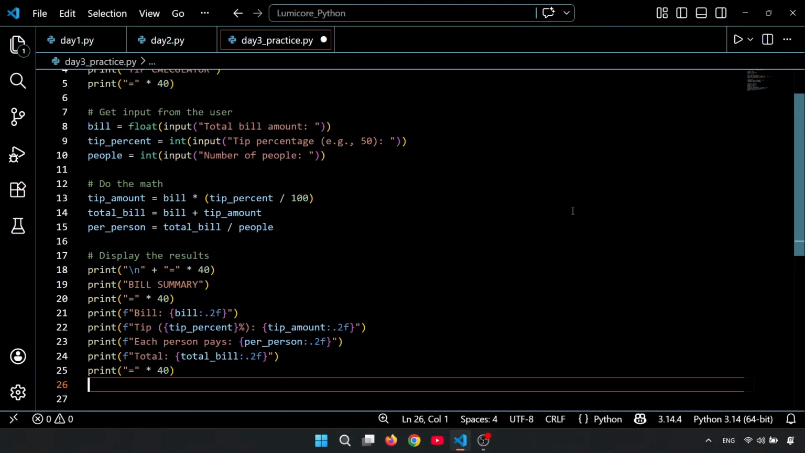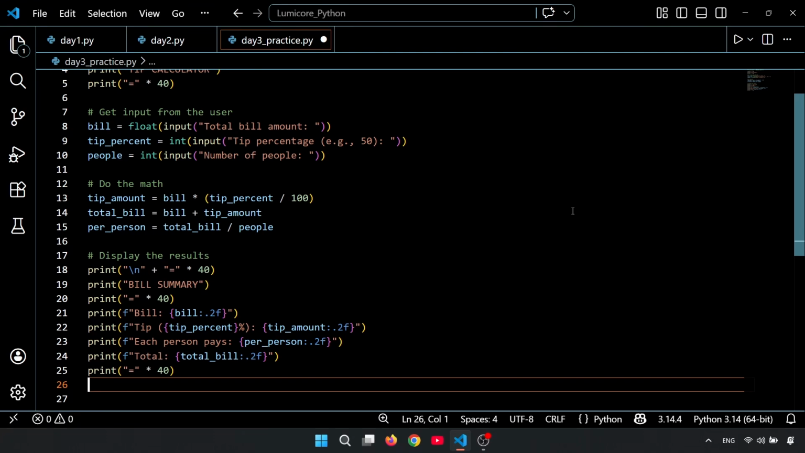See the .2f at the end of each variable? That tells Python to show exactly 2 decimal places, perfect for money. Without it, you might get something ugly like $11.325. With .2f, it's always a clean $11.33.